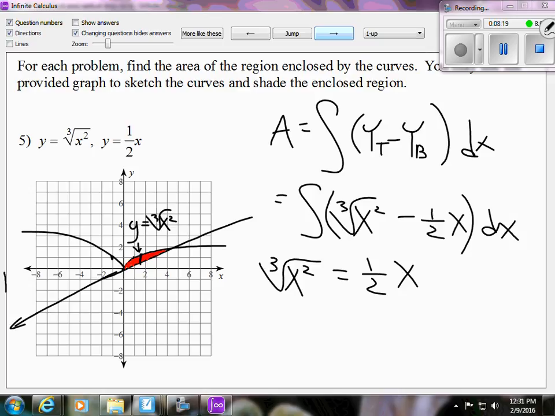I don't like that cube root. How can I get rid of that cube root? Okay, you can make it a fractional exponent. Or cube both sides. Let's do that. If you cube the cube root of something, you just get what's underneath there, right? And if I cube 1/2 x, what do you get? 1/8 x cubed. Yeah, we cube both sides.